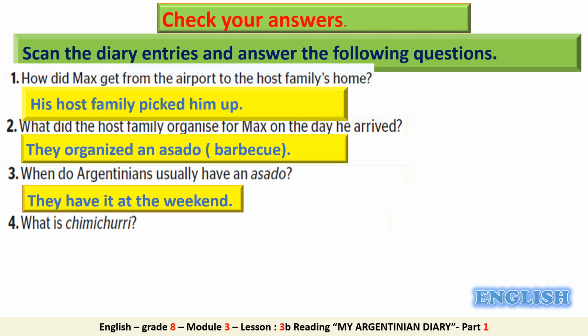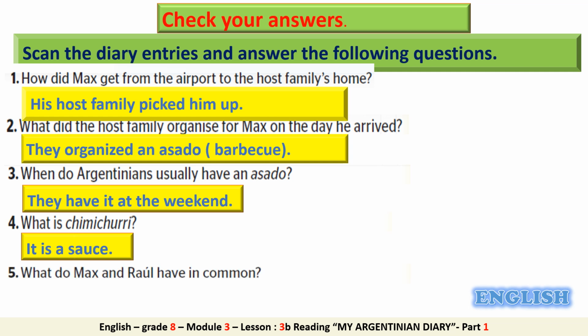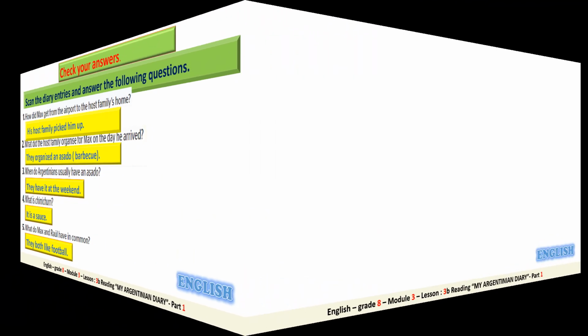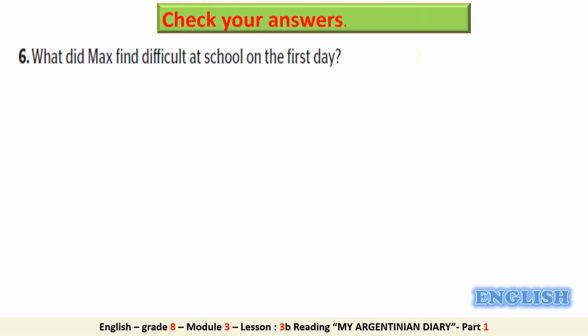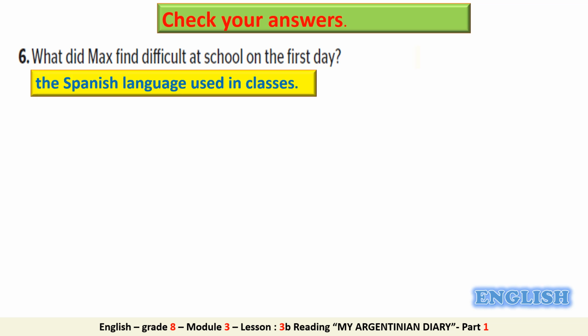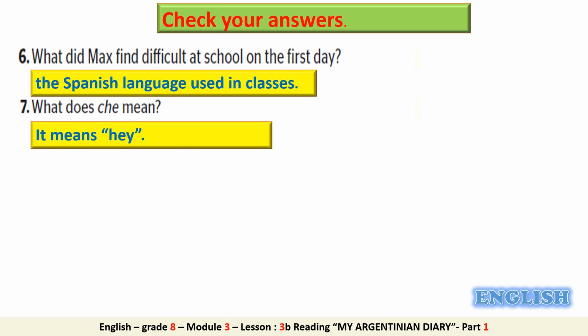4. What is chimichurri? Excellent. It is a type of sauce. 5. What do Max and Raoul have in common? Good. They both like football. 6. What did Max find difficult at school on the first day? Excellent. The Spanish language used in classes. 7. What does che mean? Excellent. It means hey.